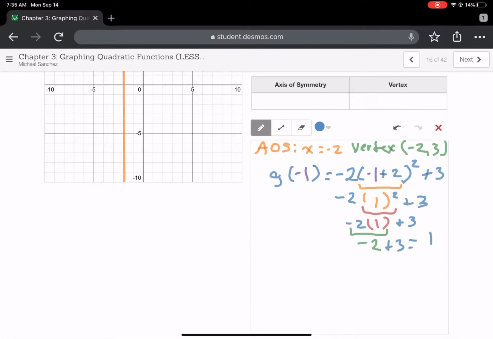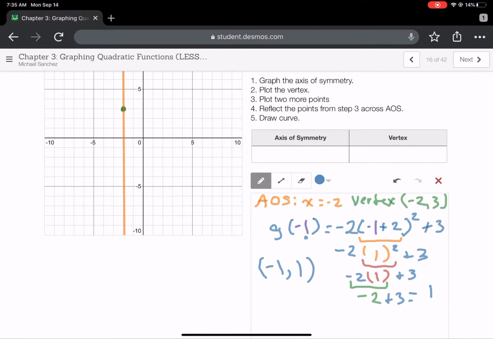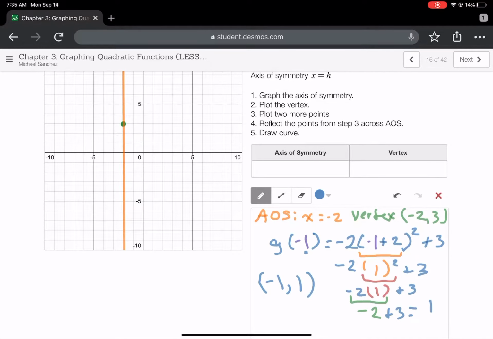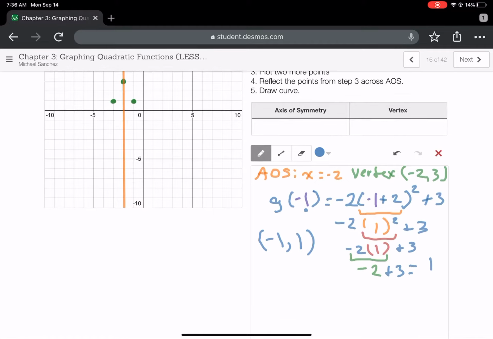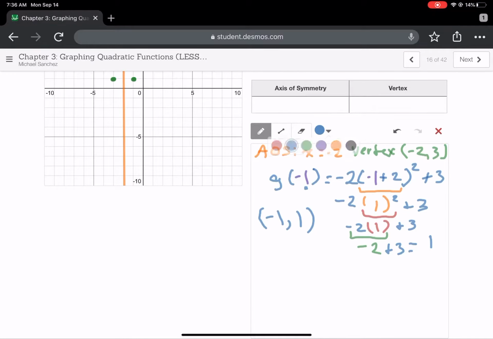All right, so our first point is, I substituted a negative 1, so that's the number I chose, and then I ended up with a 1. So I'm going to go to negative 1, positive 1, so that's going to be right here. And because parabolas are symmetric, I'm going to have another point that's the same distance away from our axis of symmetry on the left side. So this helps us so that we don't have to solve the function that many times.